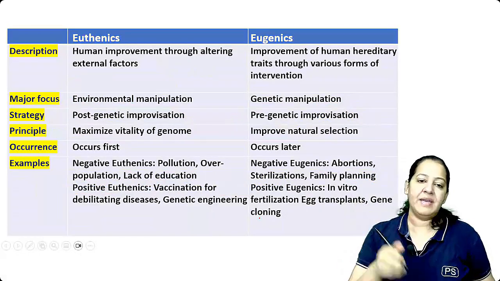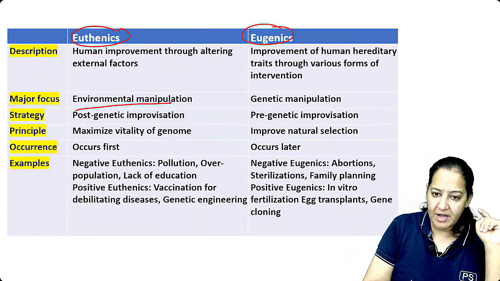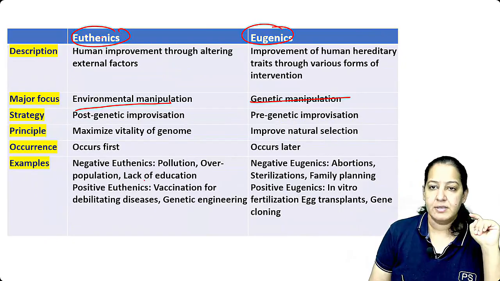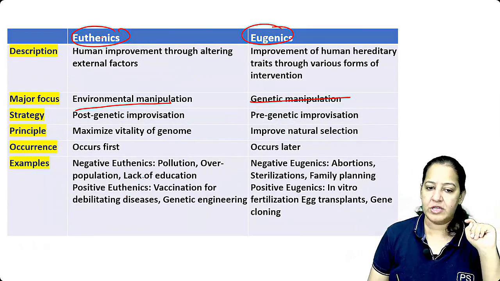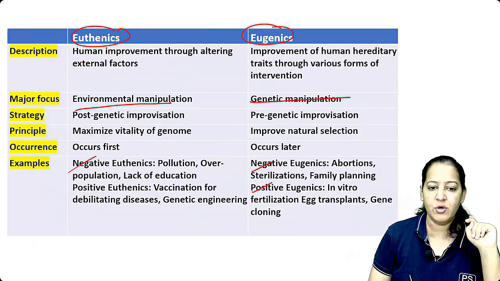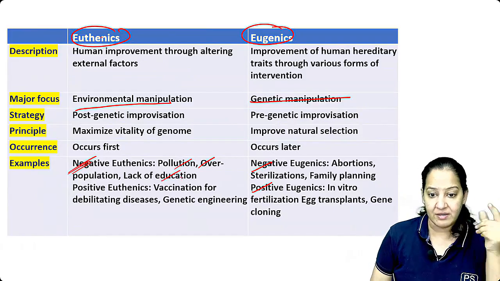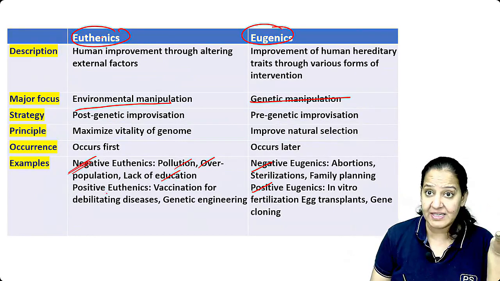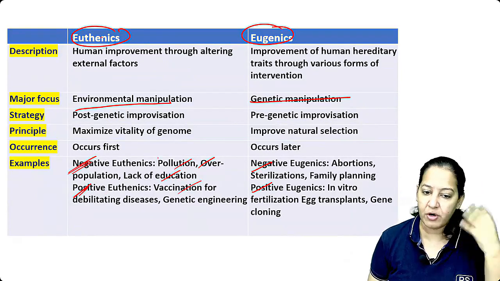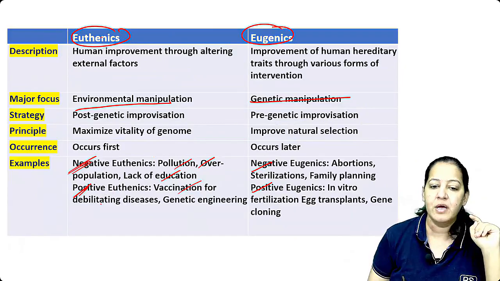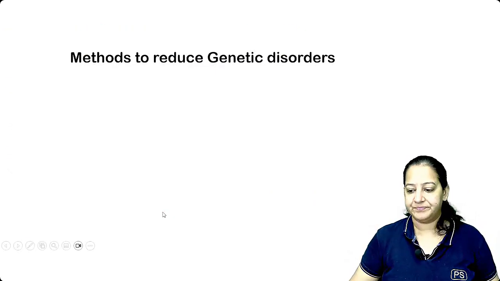So tell me the meaning of euthygenics and eugenics. Here it's environmental manipulation, here it's genetic manipulation. Say yes. Got it? So that's what you have to learn. Both can be negative, both can be positive. Negative euthygenics is pollution, overcrowding, lack of education. These are all environmental factors that cause disease. Positive euthygenics is vaccination. I can vaccinate the children, so they will not have the disease. It's an environmental manipulation. And genetic engineering we can do. So how many of you got it?